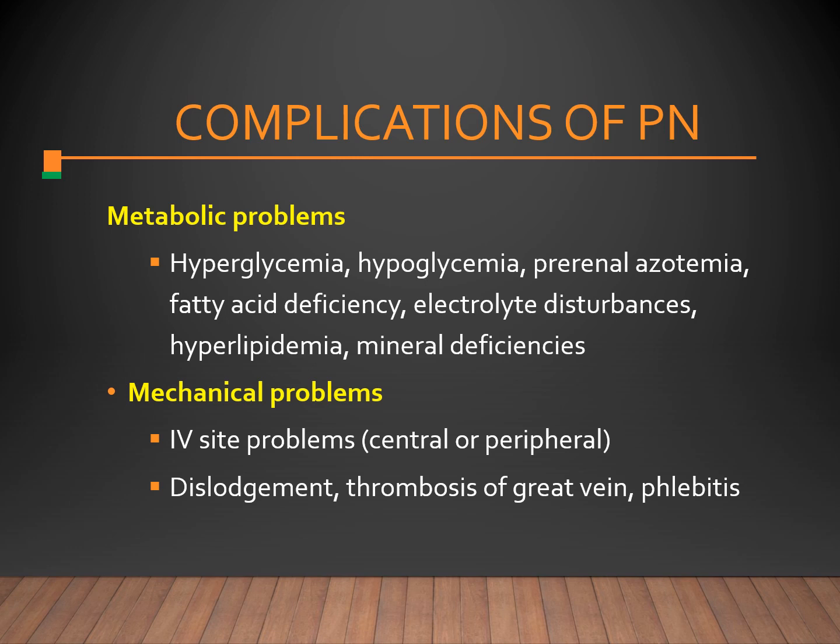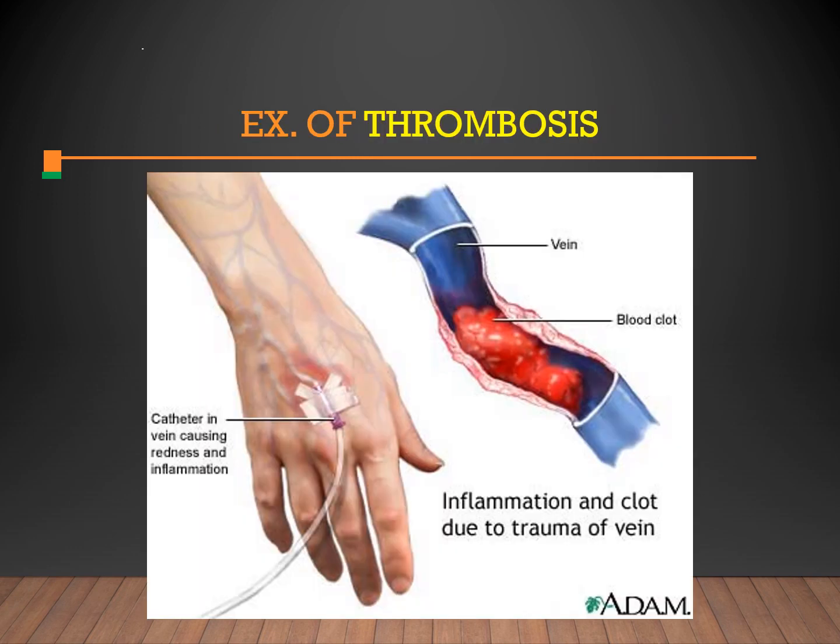Labs are drawn at least every 24 hours to verify the patient's overall nutritional levels and the patient's ability to metabolize the mixtures. You can also have mechanical problems: IV site problems, dislodgement, thrombus of a great vein, and phlebitis. So this is an example of a thrombus. As you can see in this picture, in the vein there's a large blood clot, and that inflammation and clot is due to trauma of the vein. So this can be a big risk of pain. It can also cause different clotting issues. So this is something to be watching out for.